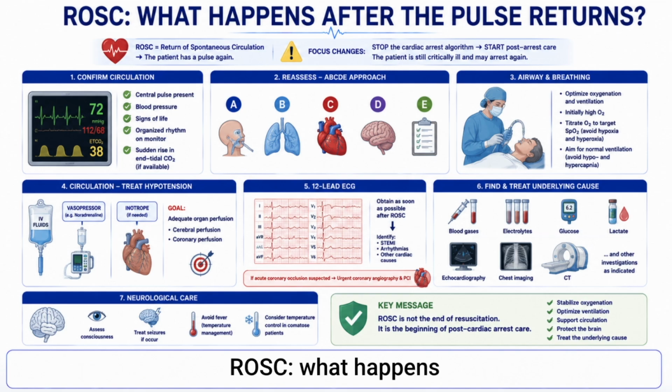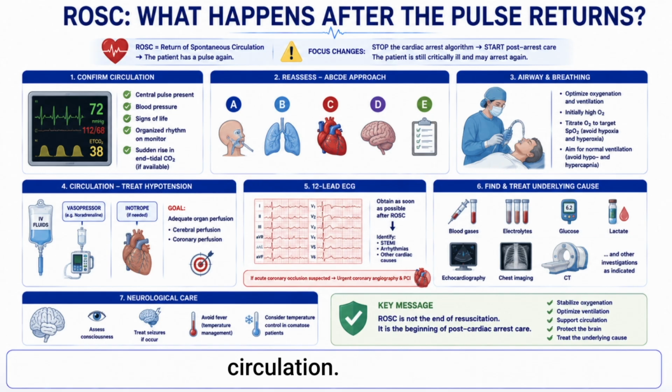ROSC. What happens after the pulse returns? ROSC means return of spontaneous circulation. In simple terms, the patient has a pulse again. After ROSC, the focus changes. We are no longer doing the cardiac arrest algorithm. Now the priority is post-arrest care because the patient is still critically ill and may arrest again.